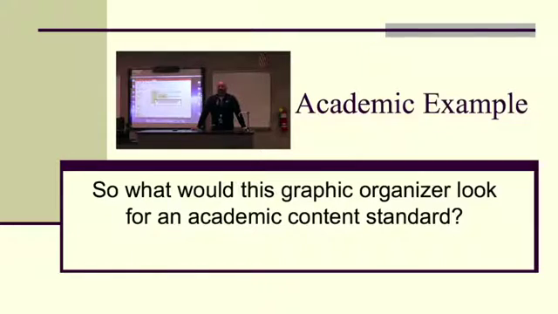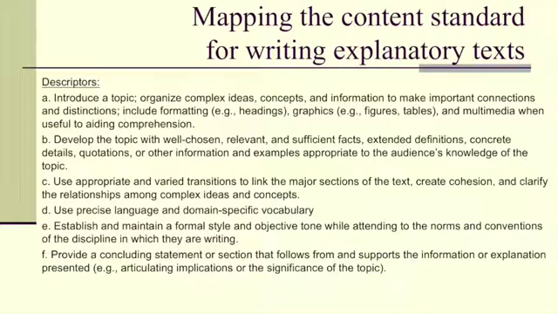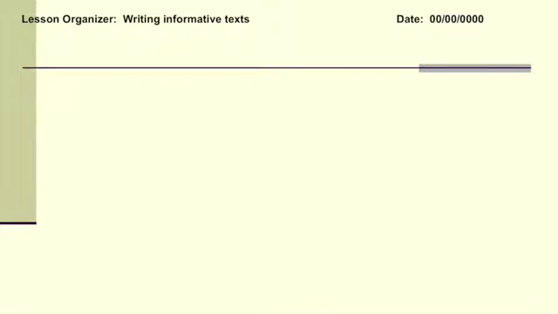All right, so that applies to this lesson. I wonder what it would look like for an academic standard. Let's look at one for English and language arts and see how this content enhancement approach might look. All right, here's the example for academics, and this would be English and language arts, focusing on grades 9 through 10. The strand we're looking at is writing and writing explanatory text. When it comes to this approach, just quickly you can see we're looking at mapping the content standard for writing explanatory texts. I'm not going to go into all the details on this.